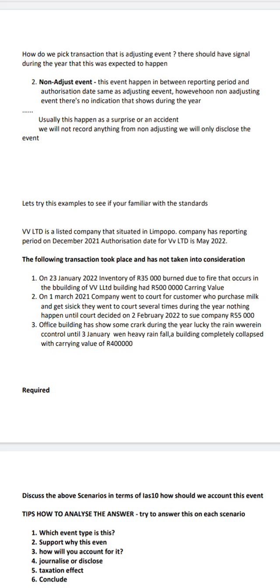Alright, so firstly, when you read the first statement, you have to analyze when your reporting will be affected by IAS 10. Of course, it's between 31 December 2021 and the authorization date of May 2022. If any event happens between those dates, that is what IAS 10 covers. What's left is to understand whether it's non-adjusting or adjusting. Okay? The following transactions took place and have not been taken into account. Then we have 3 adjustments.